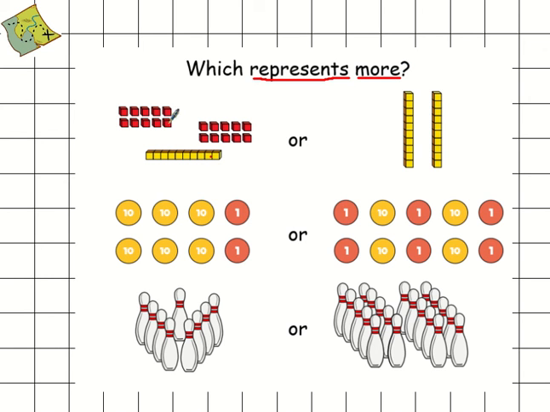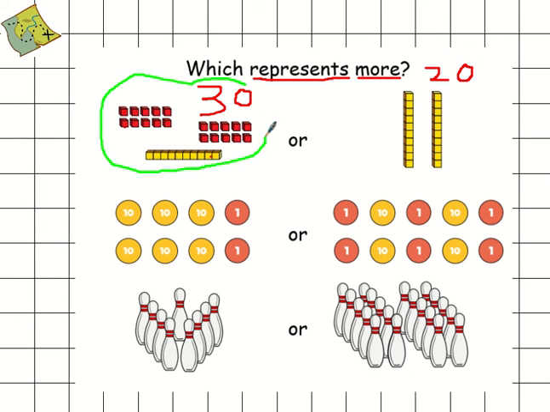So I've got a 10, and I've got 1, 2, 3, 4, 5, 6, 7, 8, 9, 10. Another 10. 1, 2, 3, 4, 5, 6, 7, 8, 9, 10. So there I have 30. And over here, I know I've got two groups of 10, which gives me 20. So the one that represents more is going to be the biggest, which is 30. Can you guys have a go at the next two?